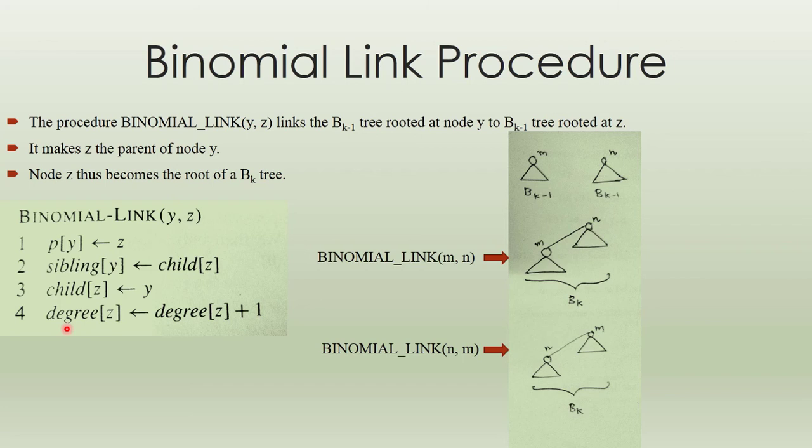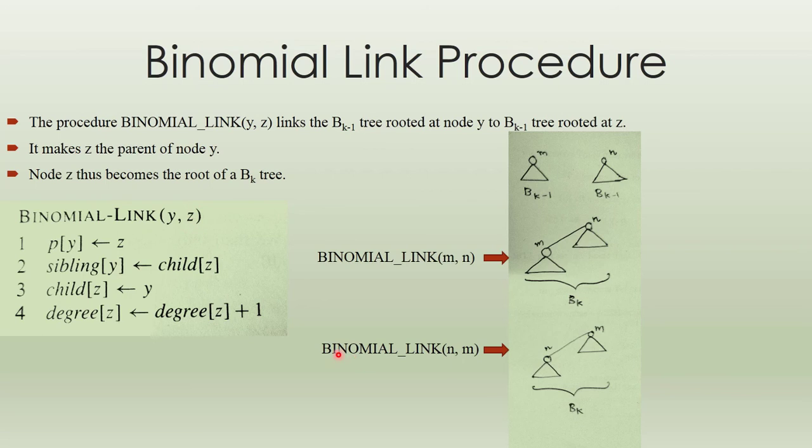One more thing will happen. One more child is added to n. So the degree of n will be incremented. So degree of z equal to degree of z plus 1. So always remember, when I am calling binomial link of y comma z, z becomes the parent. That means the second parameter becomes the parent.